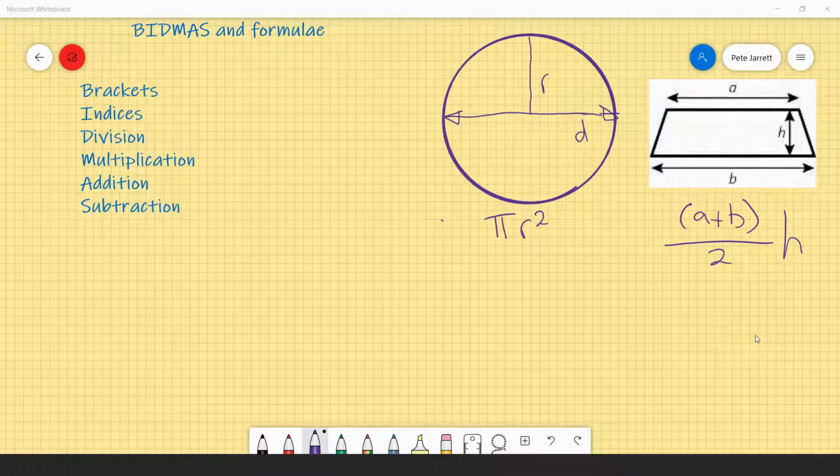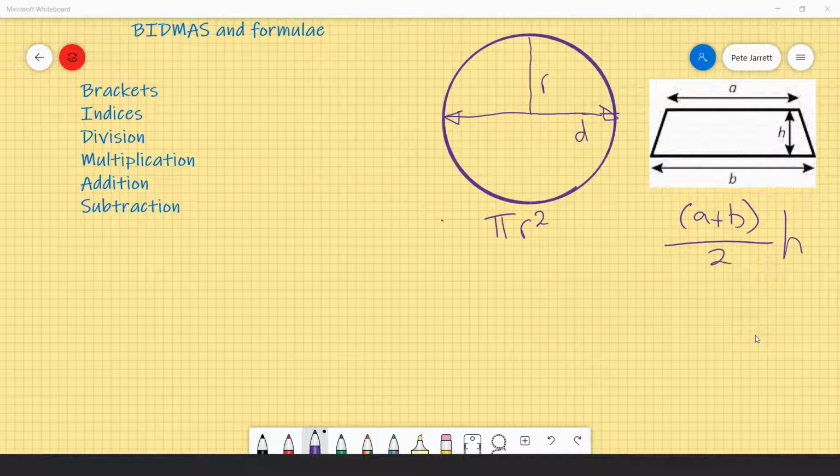BIDMAS is what we also call the order of operations. When we're given a formula in a functional skills question, BIDMAS enables us to think about the route that we have to take forward in calculating using the formula that we've been given. I've got two examples here of formula that we may come across.